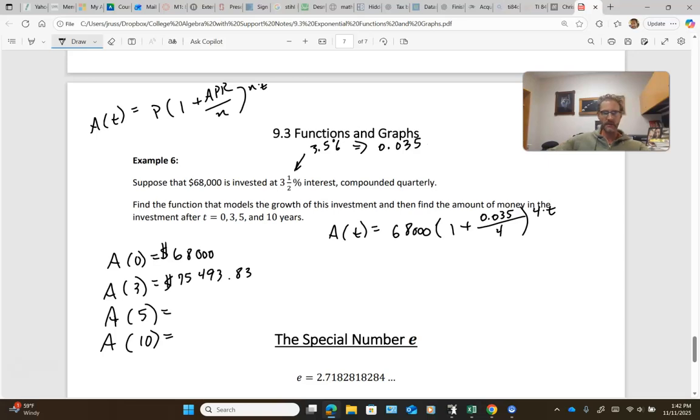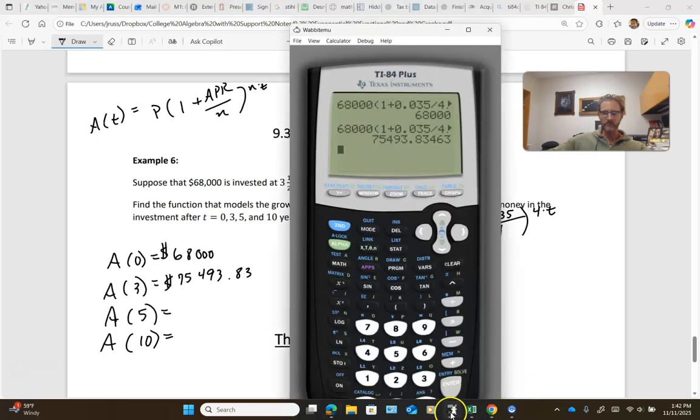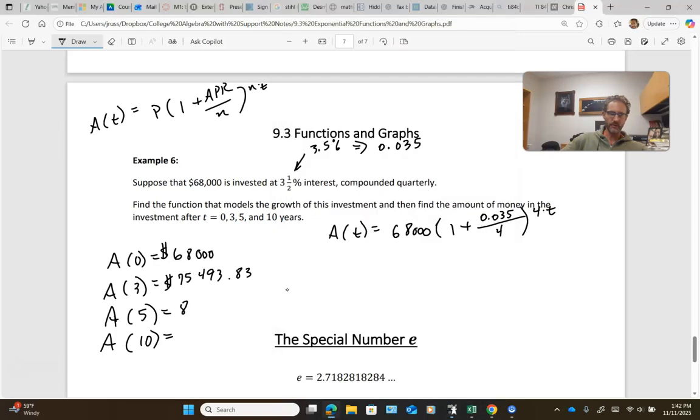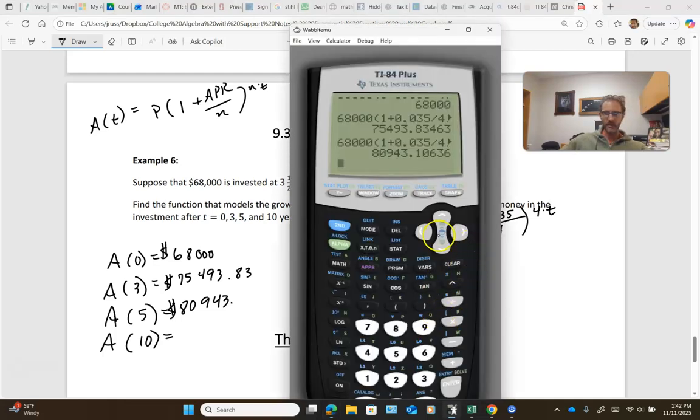$75,493.83. Okay. Yep. Now I'm going to do it again whenever t is 5 years. Oh, so after 5 years, we've got $80,943 and some change. This is going to round to the nearest cent, which means the hundredths place, so this is going to round to 11 cents.